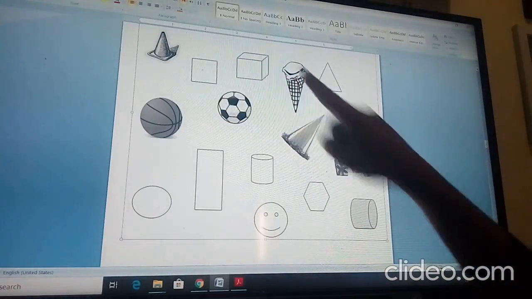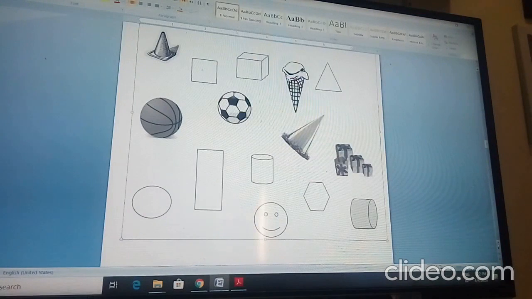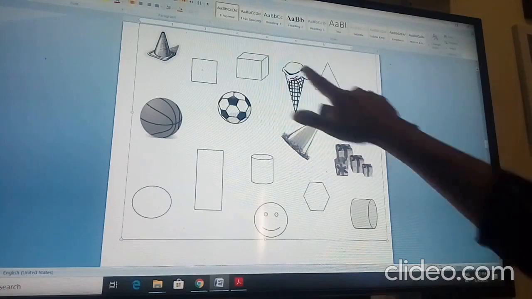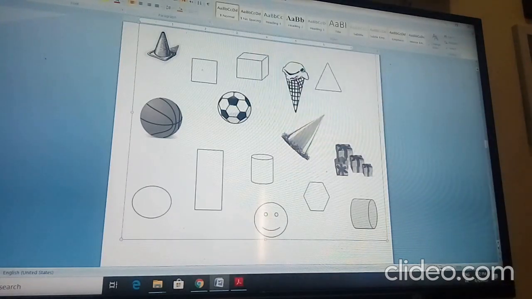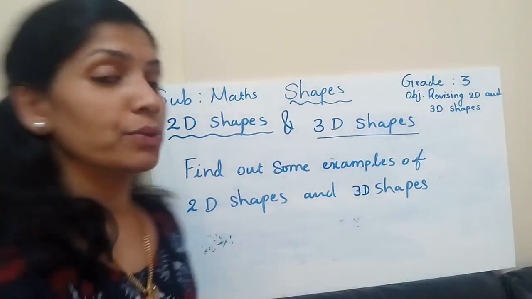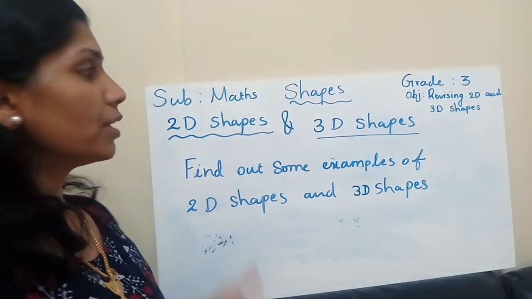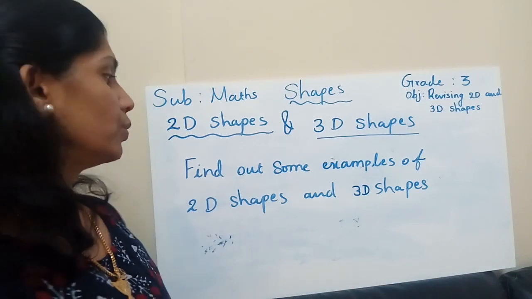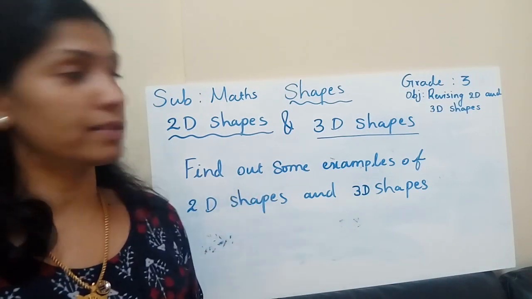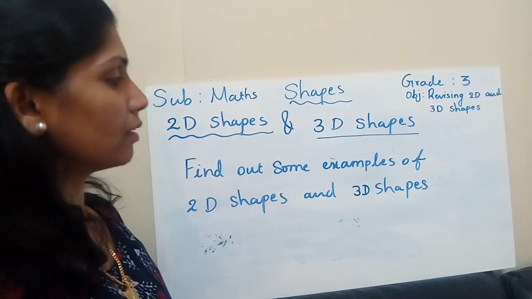Can you identify what is this? Yeah, it's a cube. Is this a 2D shape or 3D shape? Yes, you are right. This is a 3D shape. So like this, you can identify the 2D shapes and the 3D shapes from these pictures. So today we revised 2D shapes and 3D shapes. So you also find out some more real life examples of 2D shapes and 3D shapes.